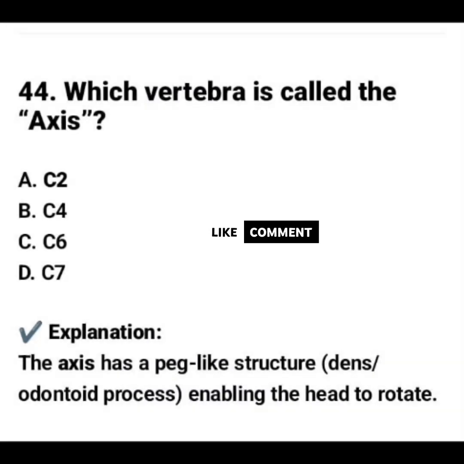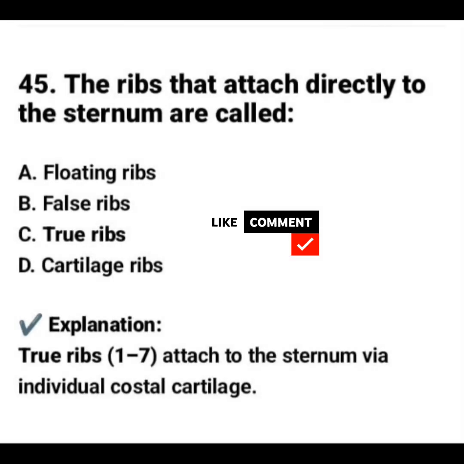Which vertebrae is called the axis? Second cervical vertebrae called axis. This axis has a peg-like structure, enabling the head to rotate. The ribs that attach directly to the sternum called true ribs. True ribs attach to sternum via individual costal cartilage.